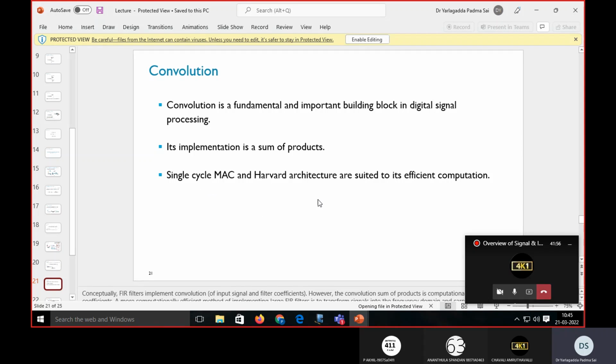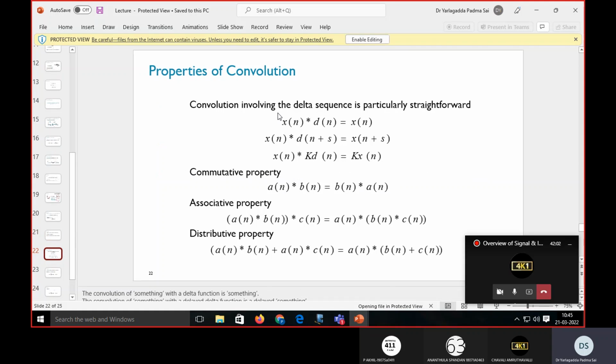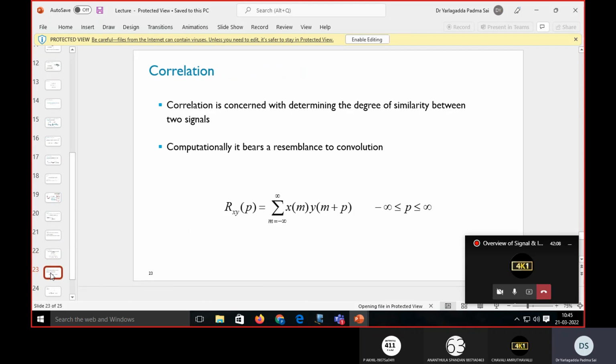MAC unit is available in hardware, not software. That is the advantage of DSP. Some of the properties you already know. These are some of the convolution properties.